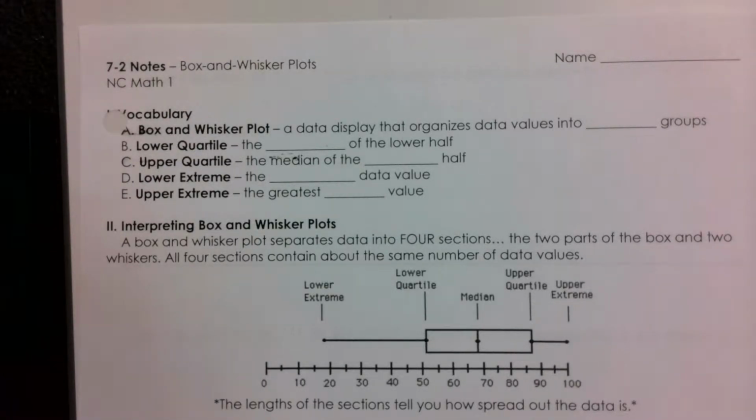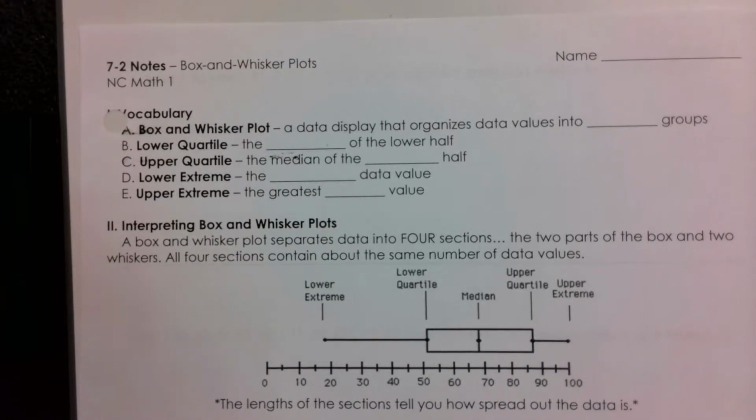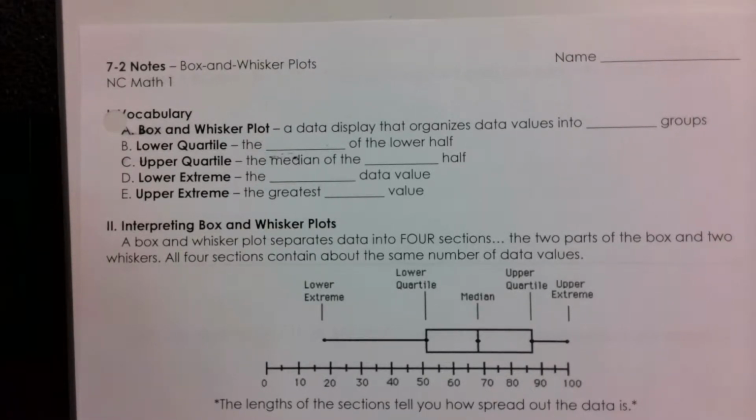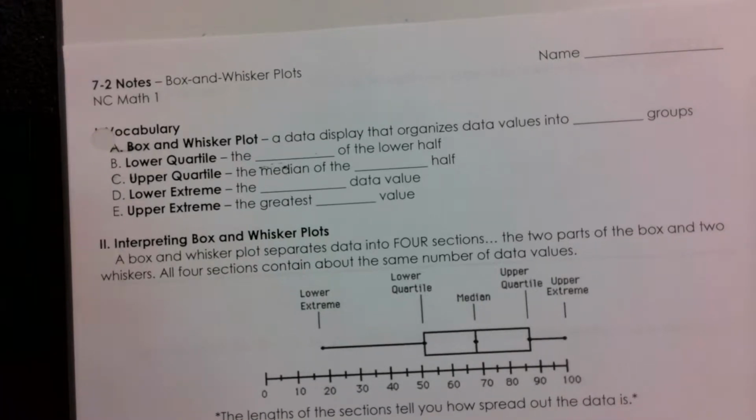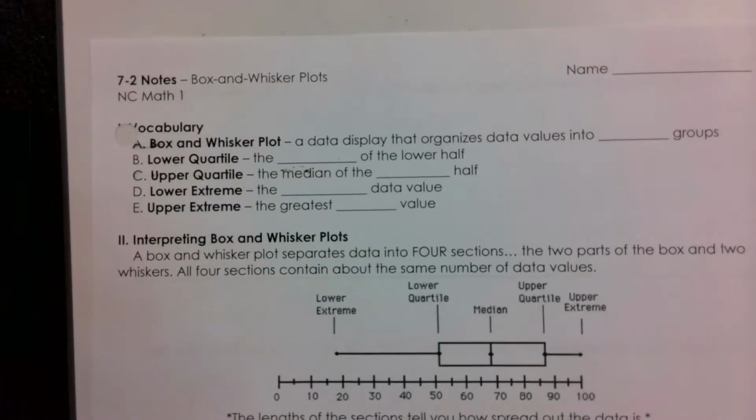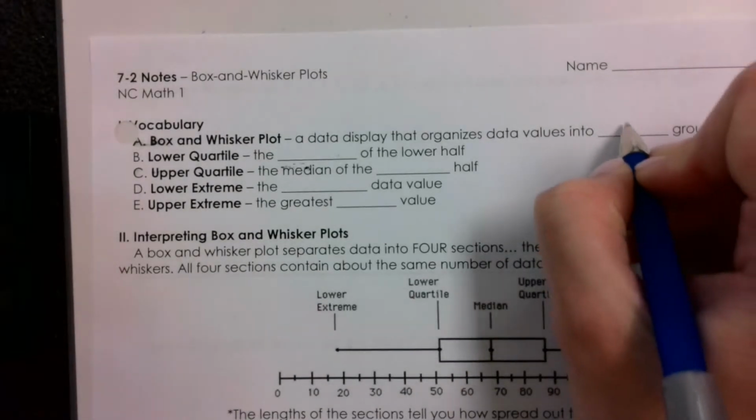So when we make our box and whisker plot, we're basically just taking everything that we did yesterday, but putting it on a graph. Okay, so it's not crazy, it's not super new. Basically just more of what we did yesterday. So your box and whisker plot is a data display that organizes your data values into, if you had to take a wild guess, how many groups do you think? 4, right? And what do we call those 4 groups?